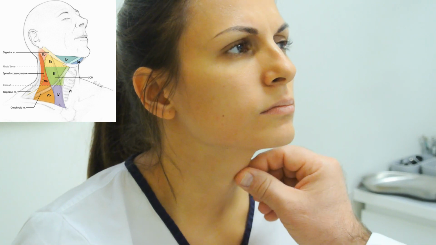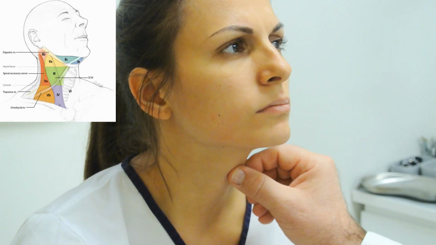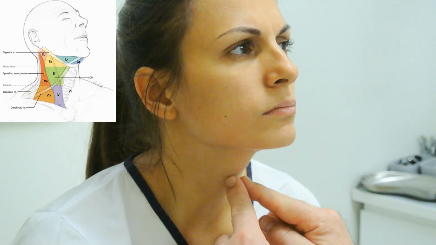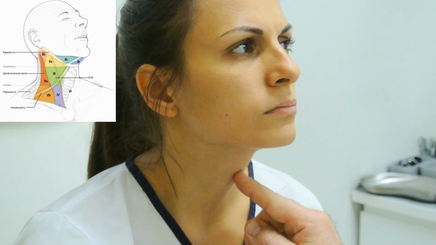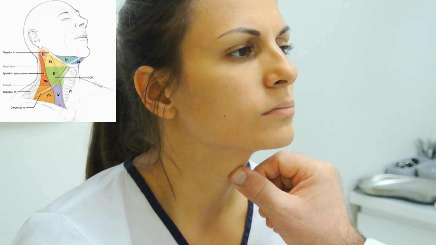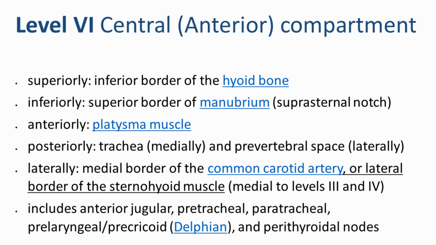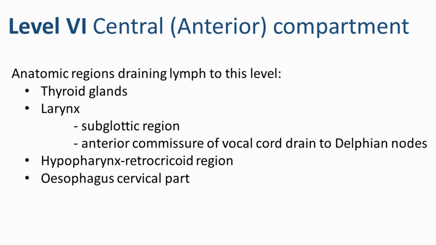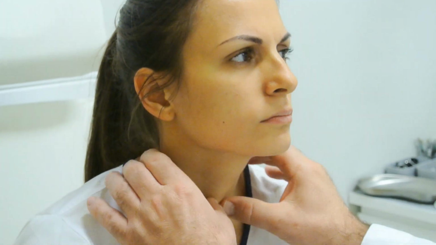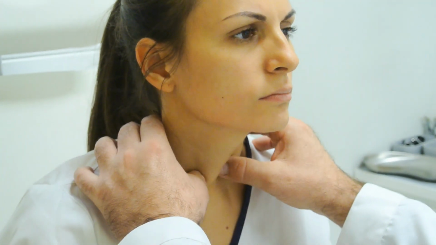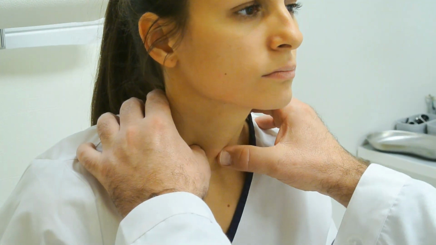Next, we should examine the anterior compartment of the neck, which is level 6. Larynx, thyroid, upper part of the esophagus, and trachea lie here. In the midline, we can palpate the Adam's apple. Around it, you might palpate the Delphian lymph node, which collects its lymphatic drainage from the anterior commissure of the vocal cords. The most important structure in this region is the thyroid gland, which should be palpated.